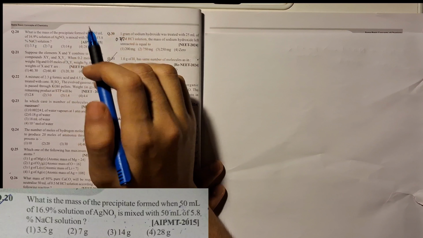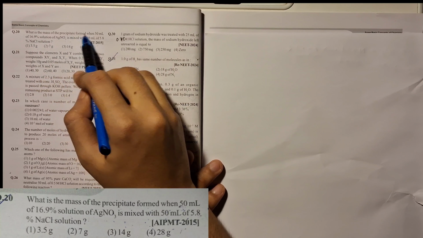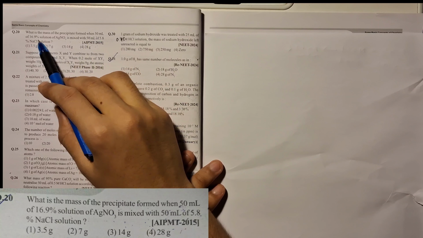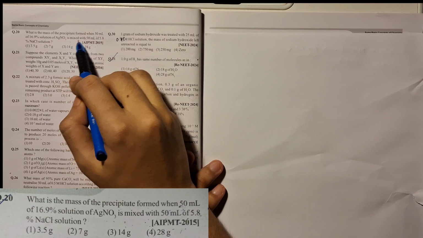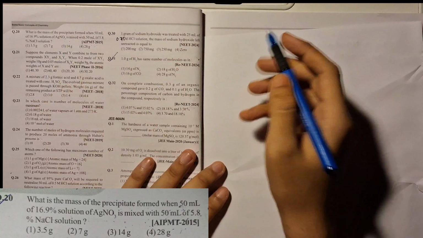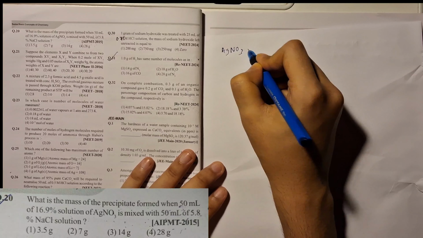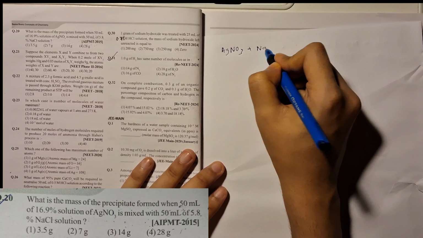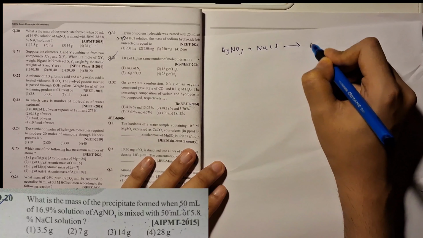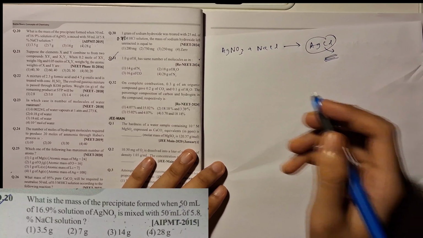Here is the first question, AIMT 2015 ka. What is the mass of the precipitate formed when 50 ml of 16.9% solution of AgNO3 is mixed with 50 ml of 5.8% NaCl solution? So first we have to write the equation. AgNO3 is mixed with NaCl and we get AgCl precipitate. So here we need to find out the mass of this AgCl.